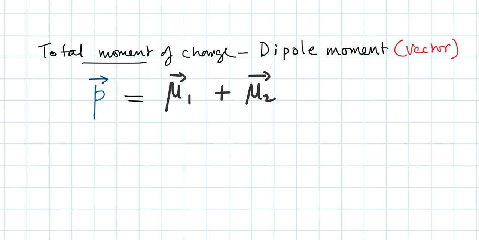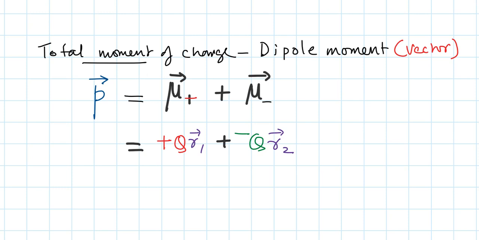So what was mu1? Mu1 was plus q times r1. In our case it is mu plus, and the other one was mu minus. So let me just rewrite it like that: plus q times r1, and then we have minus q times r2. So this will give you the dipole moment.